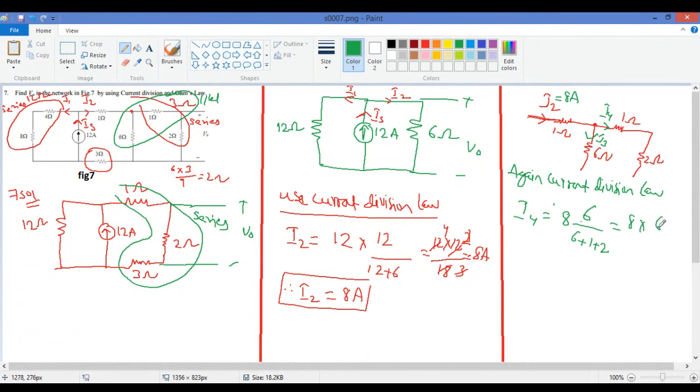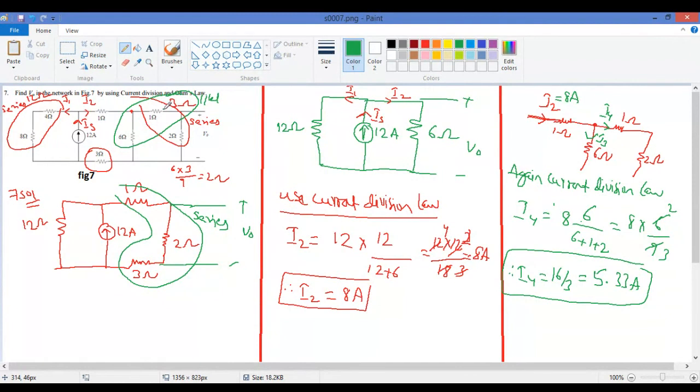So 8 into 6 by 6, 7, 8, 9. Okay, so this will be how much? 3 2s are 6, 3 3s are 9, 16 by 3. So therefore I4 is equal to 16 by 3, which is how much? 3 5s are 15, 5.33 amperes. Okay, now we got this I4.